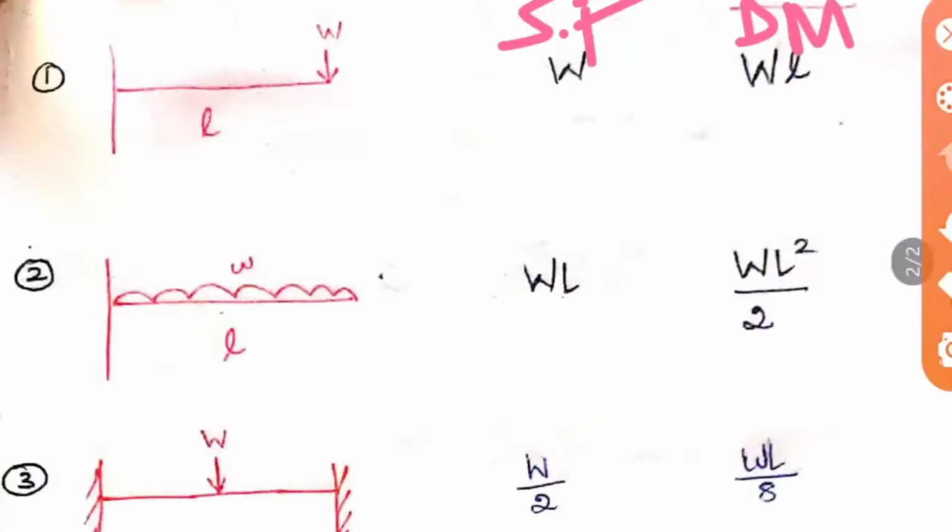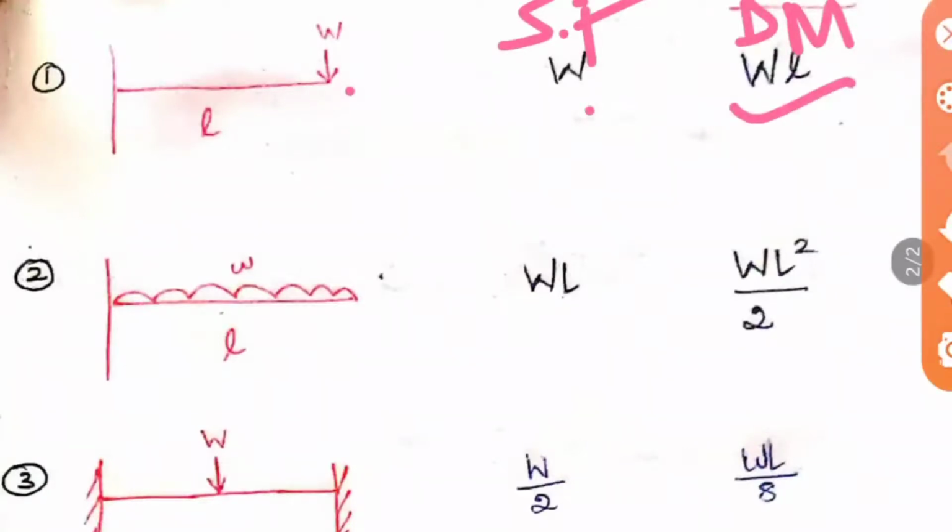So here shear force means, as I told you, only the summation of the reactions. If you take the summation of the reactions, only one load is there, so obviously shear force will be W, and the bending moment is W into L, so WL.